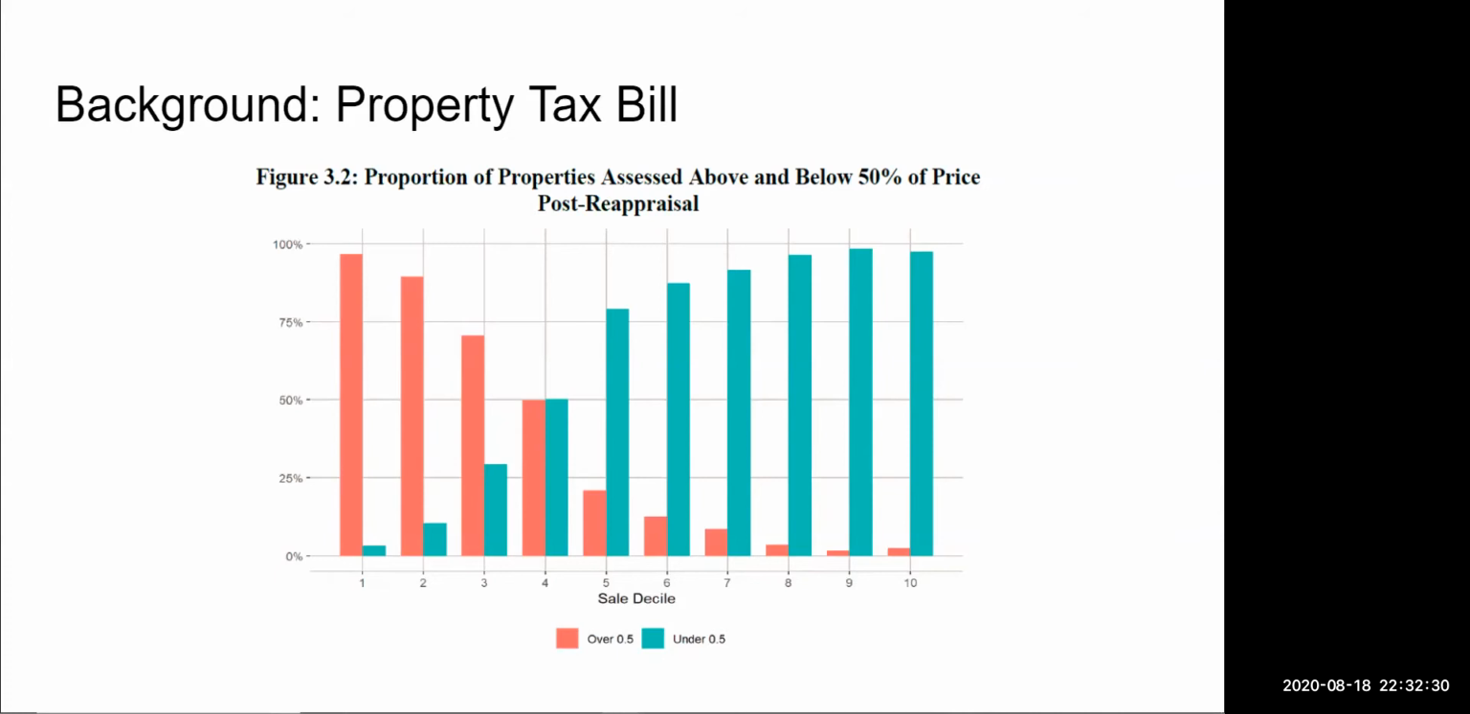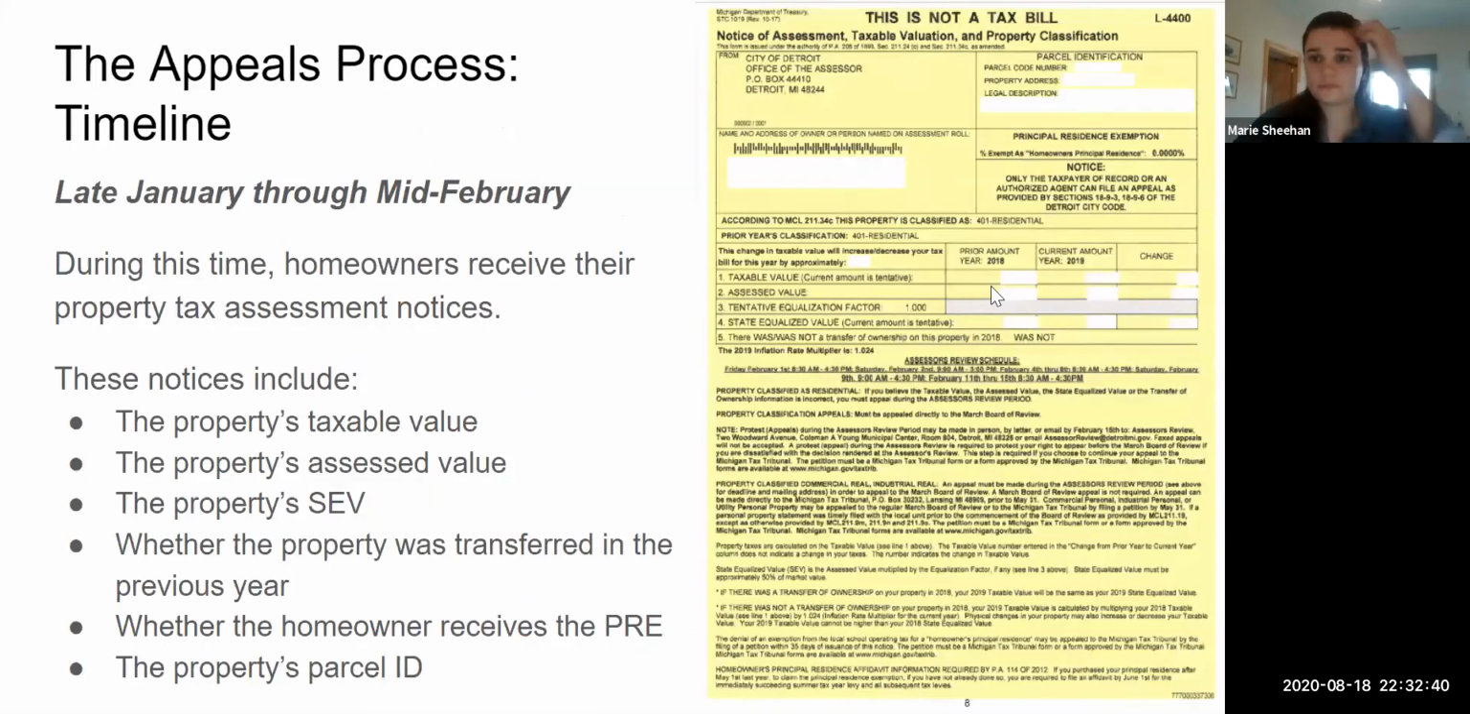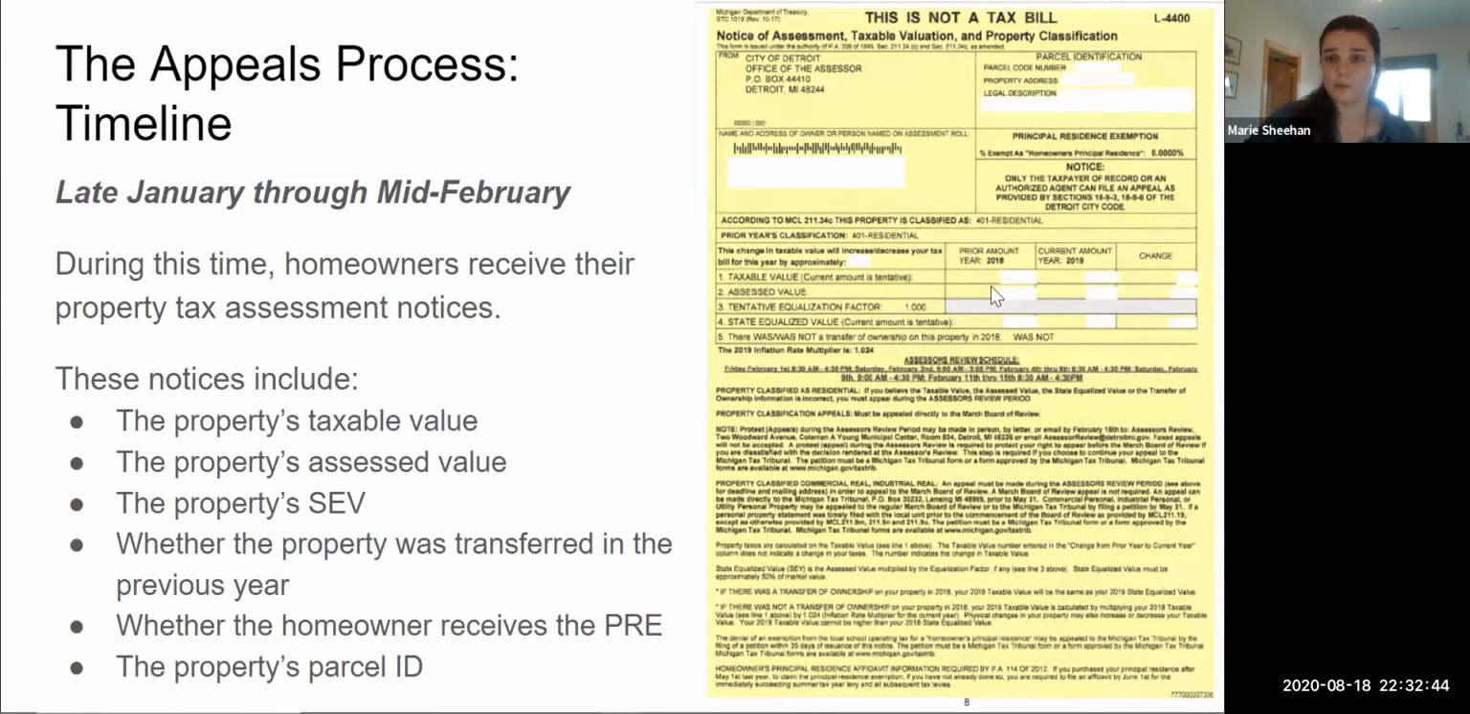Go ahead, Marie. Okay. So the first part of the appeals process for each homeowner is receiving from the city this assessment notice. And this is a notice that tells you all of the numbers that we just talked about.